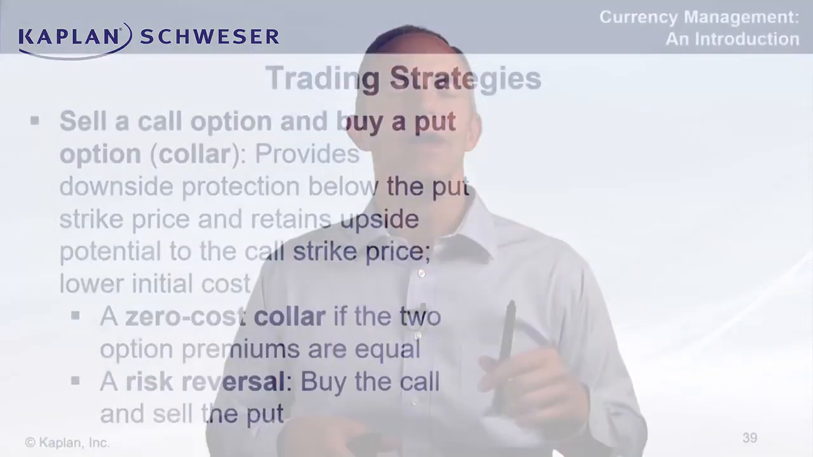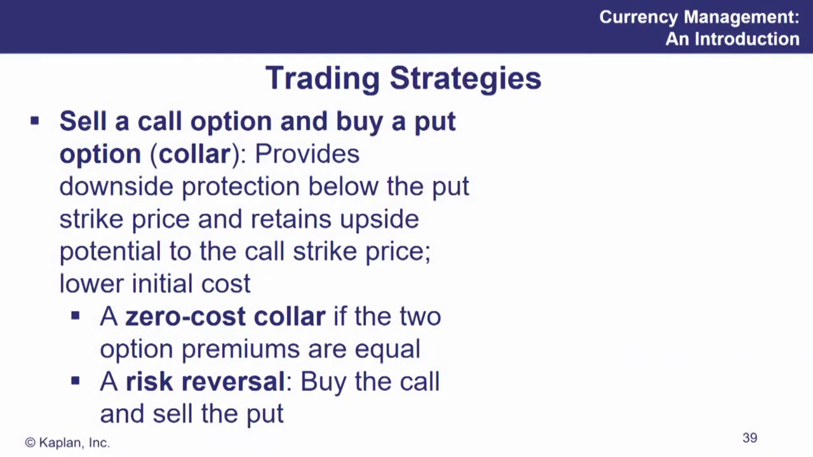If the value of the assets or the value of the currency goes up, well, then what's going to happen is, yeah, we're going to gain to a certain degree, but then once we go above that call option strike price, every additional bit of currency we're making money on our long position, we're going to pay right back out to the person we sold the call option to. Okay? If these two options are equal in price, we call that a zero cost collar. And then we can also reverse these trades where we buy the call option and sell the put. Then we would call that a reversal of the risk, a risk reversal.